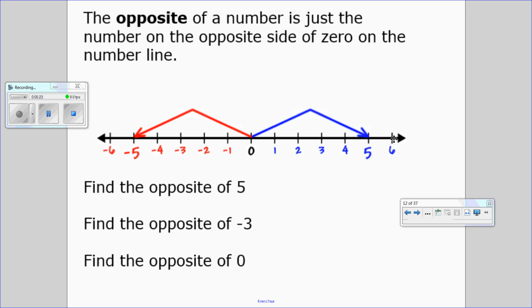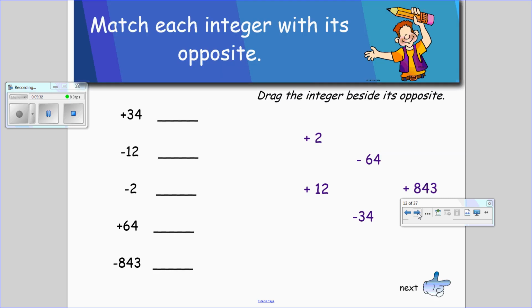What's the opposite of 10? That's 10 units from 0, so on the other side it would be -10. So let's match the opposites. Positive 34, what's the opposite? It's 34 units from 0, so the other side will be -34. Opposite of -12 is positive 12. Opposite of -2, that's 2 units from 0, will be positive 2. The opposite of 64 is -64, and the opposite of -843 is positive 843.